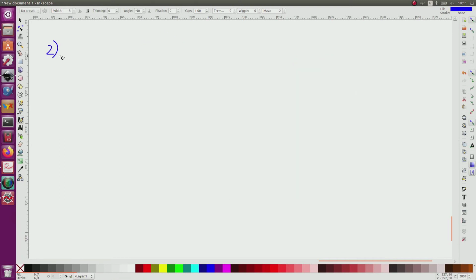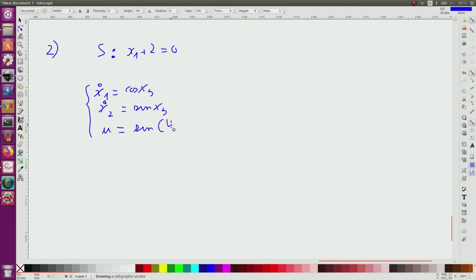The question number 2. I consider the surface which is given by x1 plus 2 equals 0. So remember that the system I consider is x dot 1 equal to cos x3, x dot 2 equal to sin x3, and u equal to sin of psi bar minus x3. So psi bar is assumed to be fixed and it will depend on q.